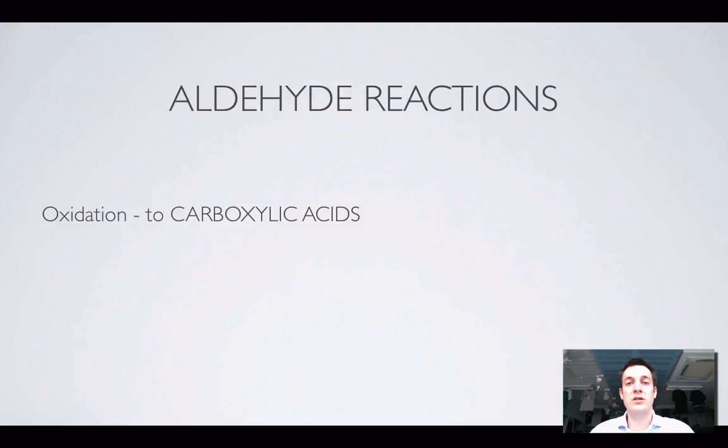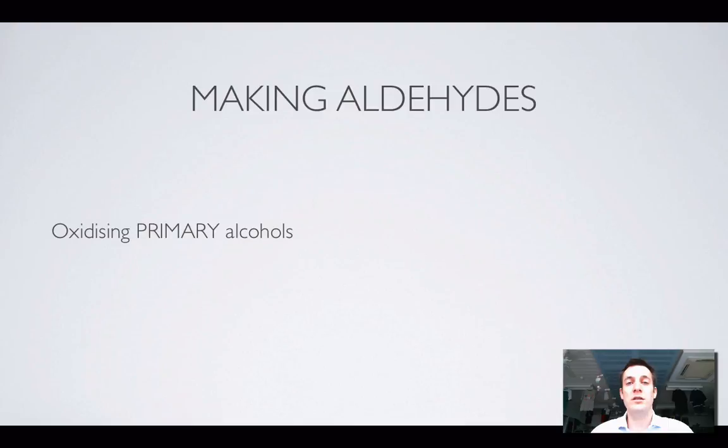Now, what kind of reactions do aldehydes take part in? Well, we need to know that we can oxidize them and turn them into carboxylic acids. You can actually reduce them and turn them back into the alcohols, but this isn't a reaction that comes up on your course. And as far as making an aldehyde is concerned, you need to know that you can make them by oxidizing primary alcohols. You can't turn a secondary or a tertiary alcohol into an aldehyde, and we'll look at why later on.